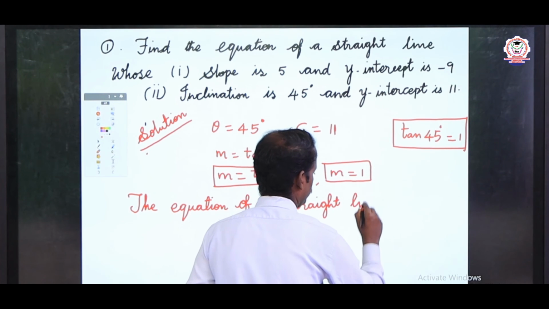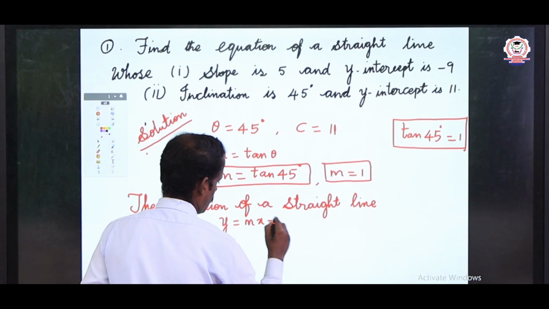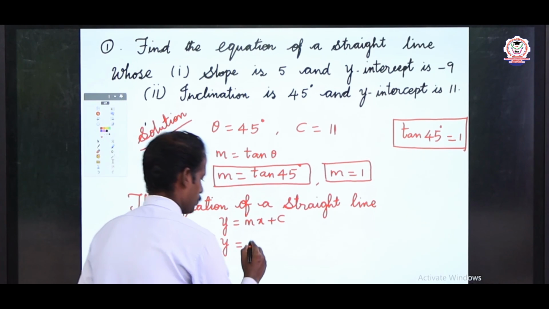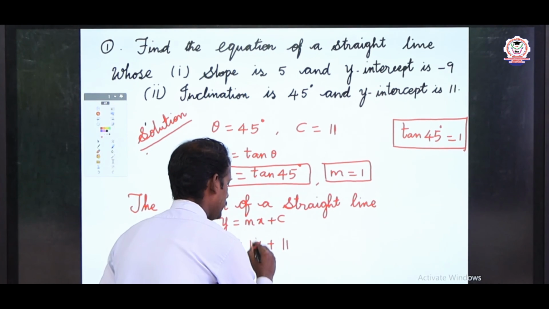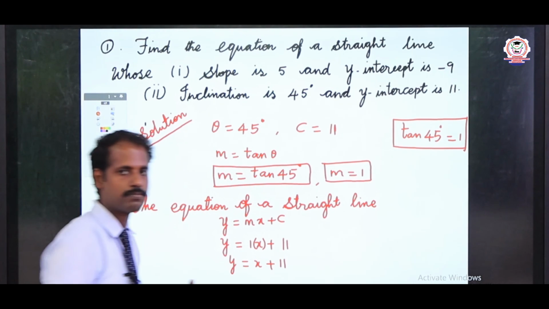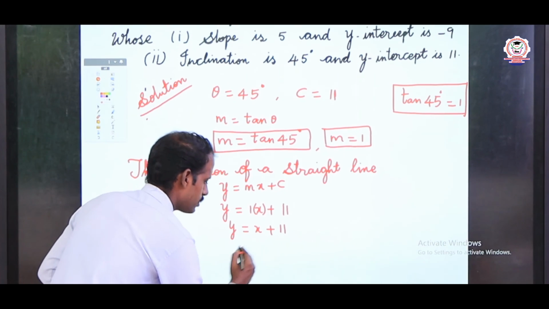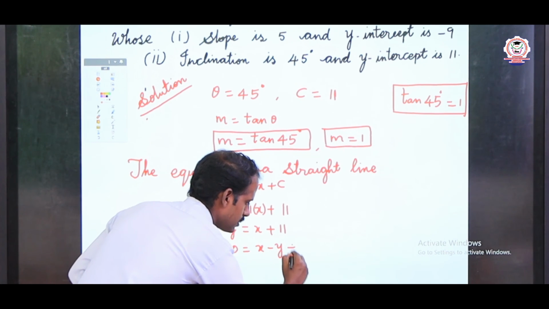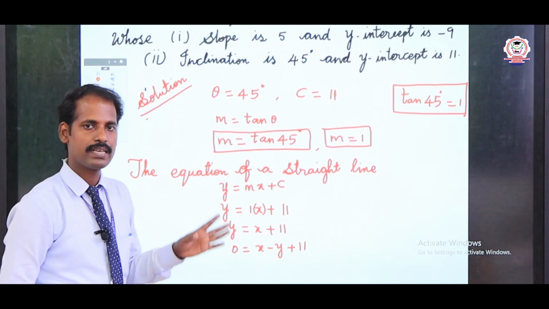The equation of the straight line is y equal to mx plus c. So y equal to, m value is 1, so 1 into x plus c value is 11. So y equal to x plus 11. Whenever we write the equation of the straight line as ax plus by plus c equal to 0, here y is sent to the opposite side, so x minus y plus 11. Now we get x minus y plus 11 equal to 0 as the equation of the straight line.